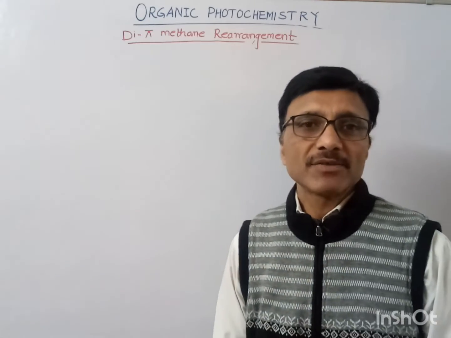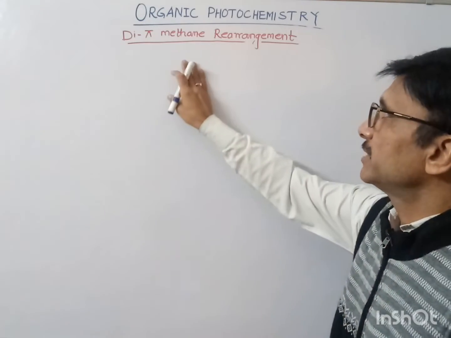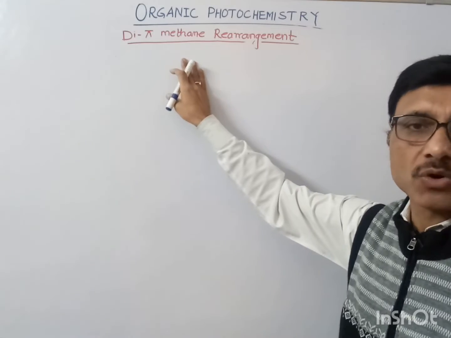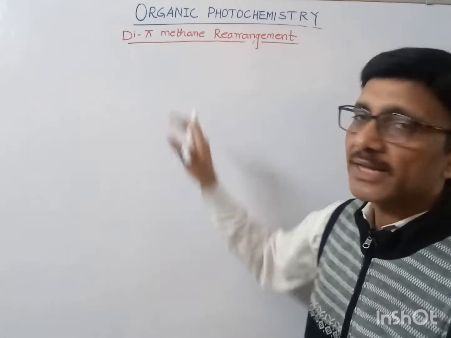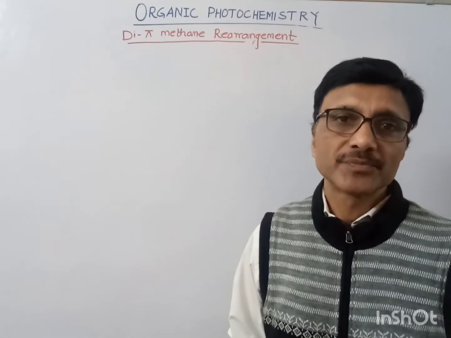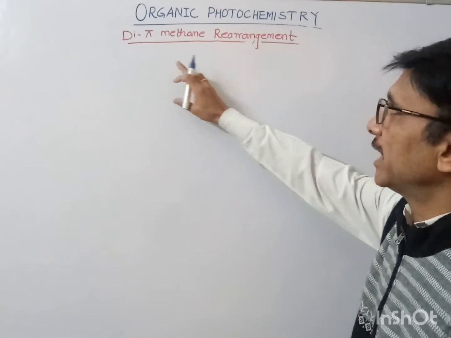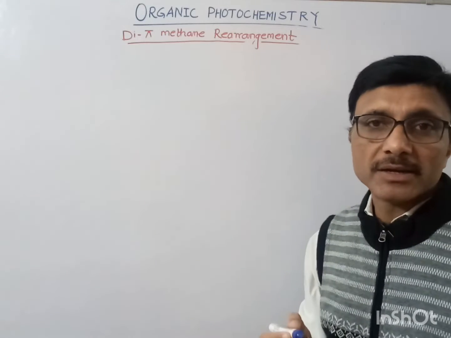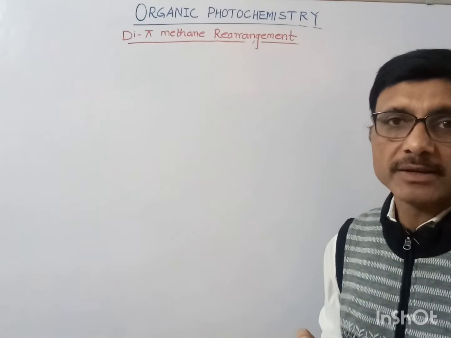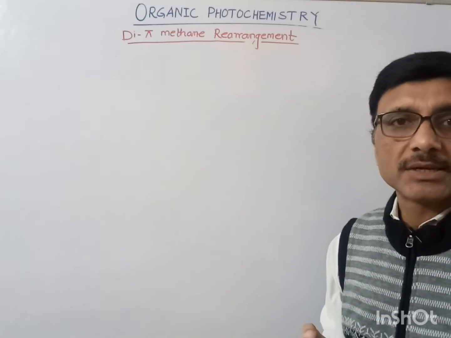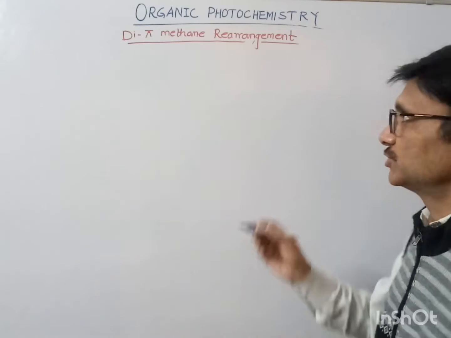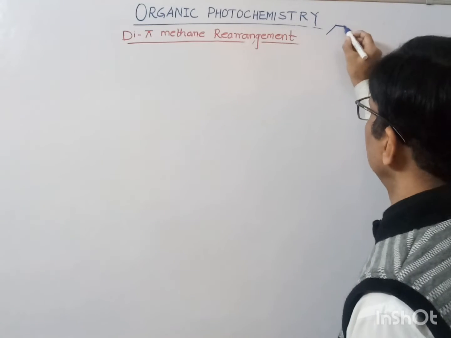In today's lecture, I will explain the di-pi methane rearrangement reaction, also called the Zimmermann di-pi methane rearrangement reaction. Molecules having two pi bonds present at the 1 and 4 positions, that is 1,4-dienes, may give the di-pi methane rearrangement reaction.